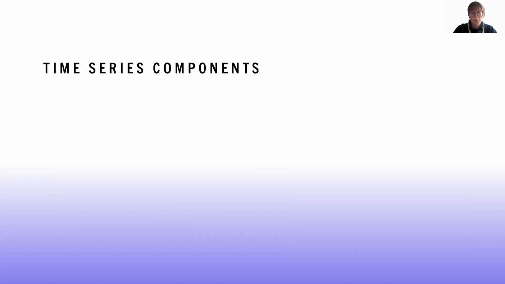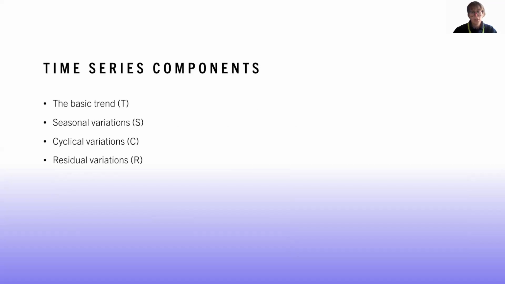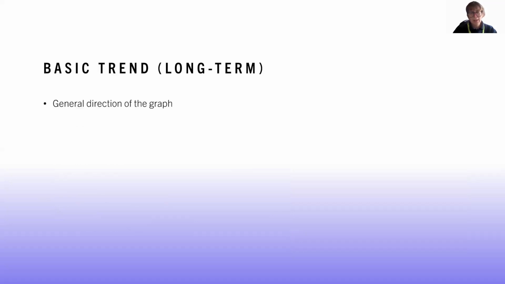The components of this then, you may see T, which is the basic trend, S as being the seasonal variations, C as being the cyclical variations, and R as the residual variations. The main two that you should be aware of are the basic trend and the seasonal variations. So first, let's dive a bit deeper into looking at the basic trend. It is a long-term approach. It is the general direction of which the graph goes in, and it covers a long interval of time.